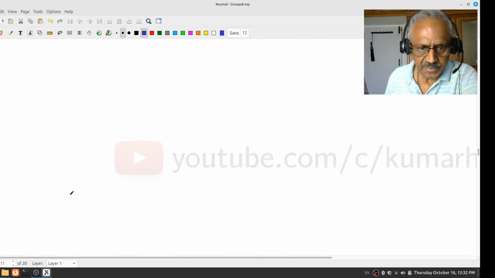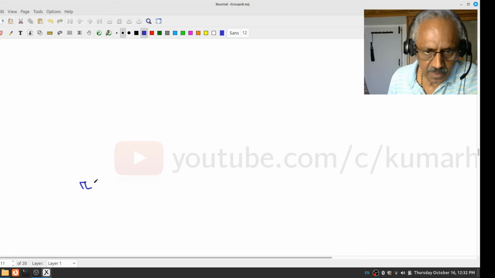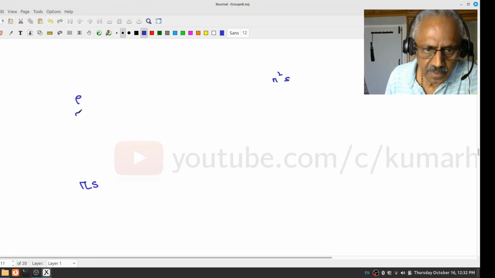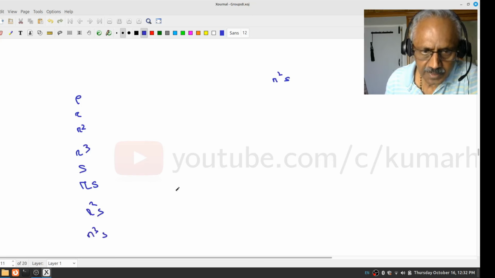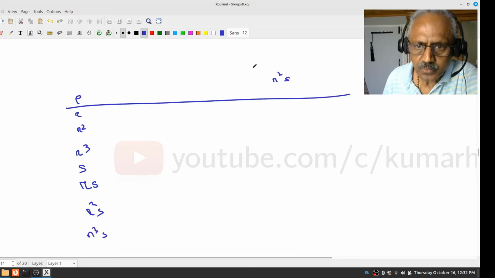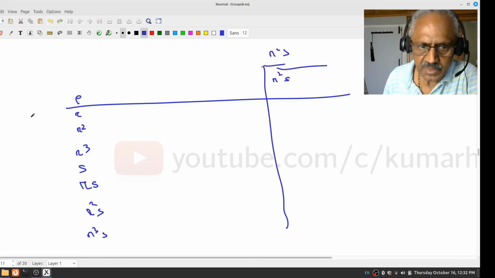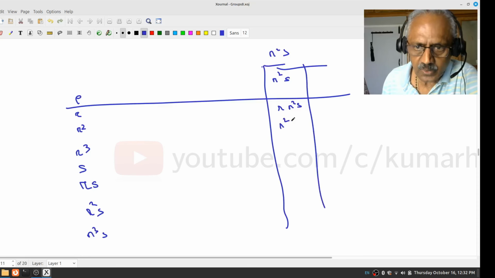So what I am saying is, let us look at R squared s. Here E, R, R squared, R cubed, s, R s, R squared s, R cubed s. So fill only this column. This is R squared s. Therefore E into R squared s is this. Then R into R squared s, that is R cubed s, and then R squared into R squared s.